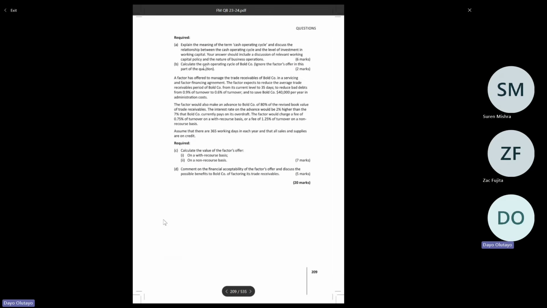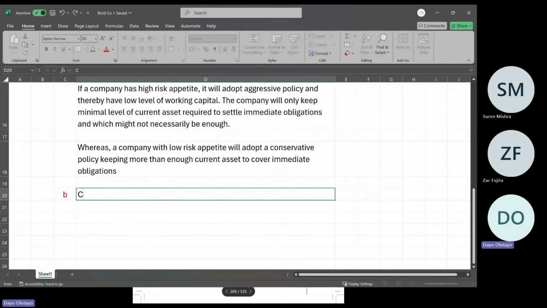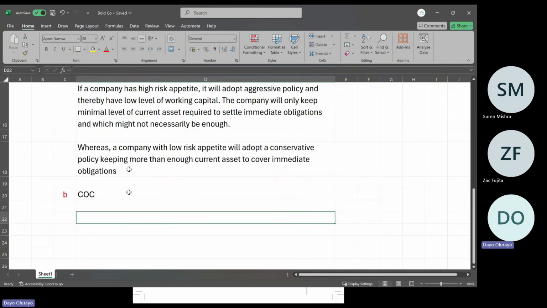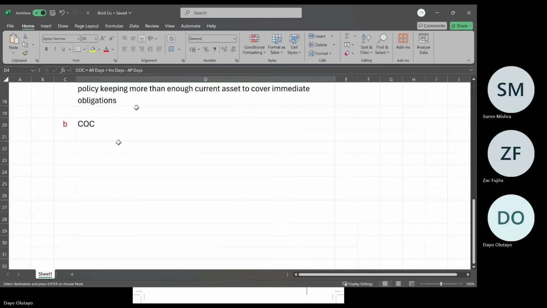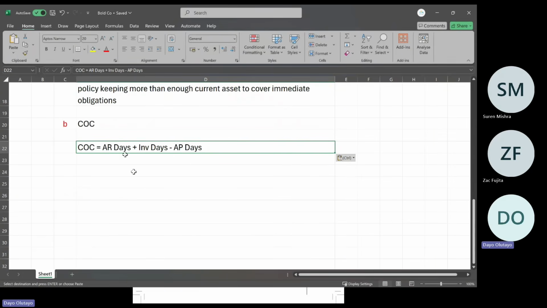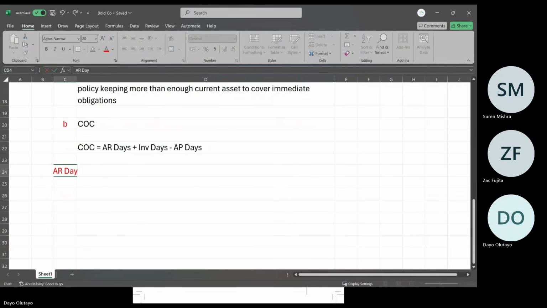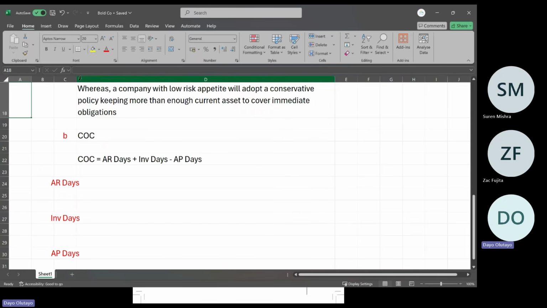Now, the B part wants us to calculate the cash operating cycle for BODCO. So we need to calculate the cash operating cycle, and we already discussed the formula. We said this is the formula to calculate cash operating cycle. So we need to calculate the account receivable days, the inventory days first, and we need to calculate AP days. We need to calculate all of that.